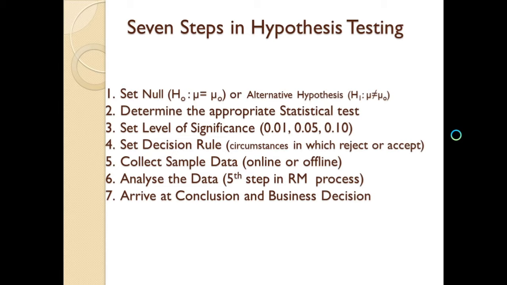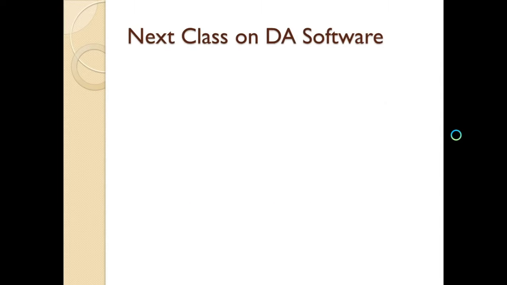Step 6, analyze the data. How do we do that? Either you do it in software or you do it manually, which I'm going to demonstrate. Now, step 7, arrive at conclusions based on the statistical interpretations and suggest a business decision. That's how our hypothesis testing would be conducted.